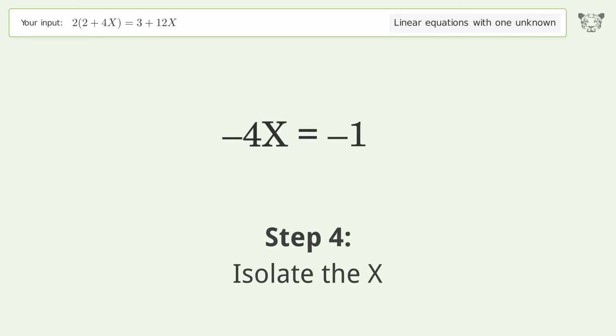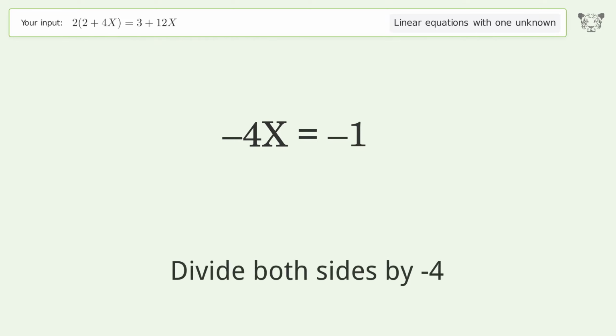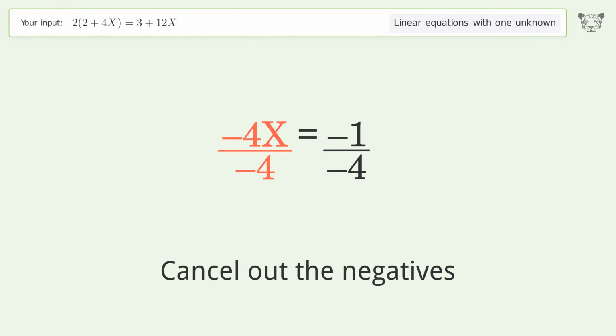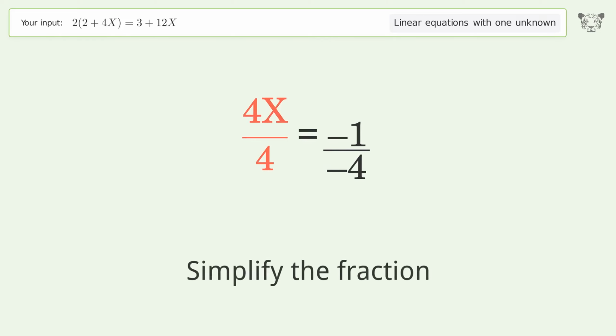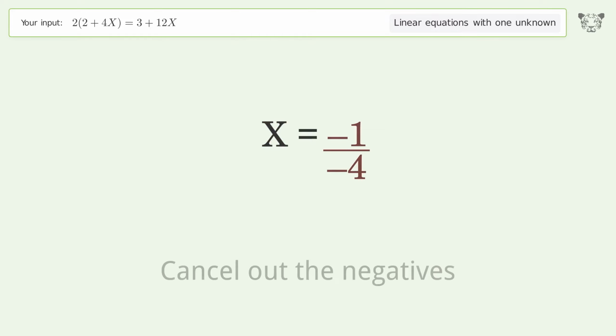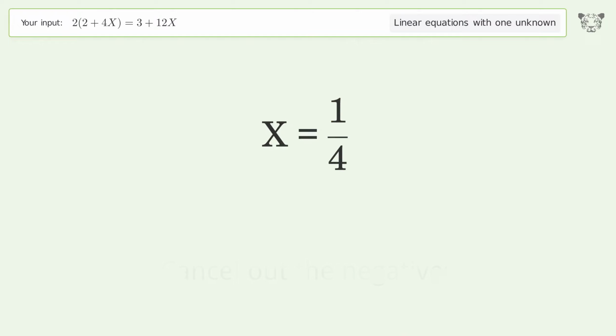Isolate the x. Divide both sides by -4. Cancel out the negatives. Simplify the fraction. Cancel out the negatives. And so the final result is x equals 1 over 4.